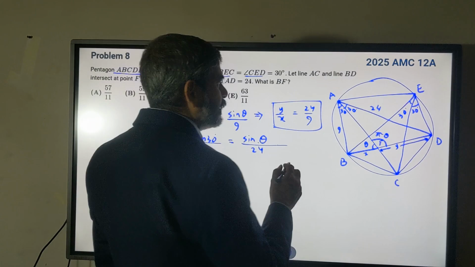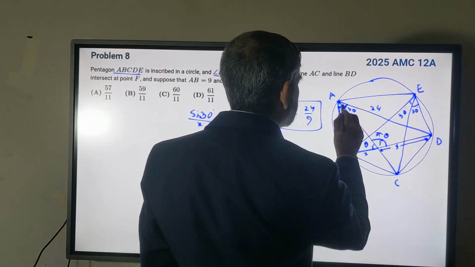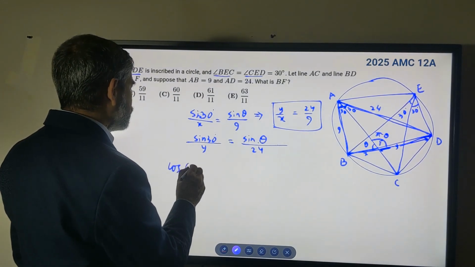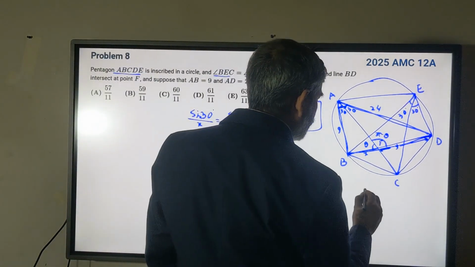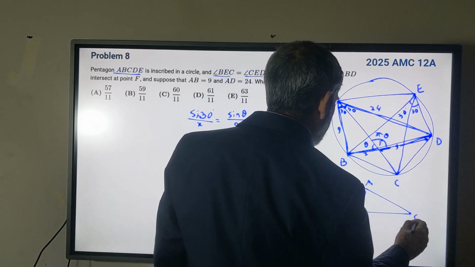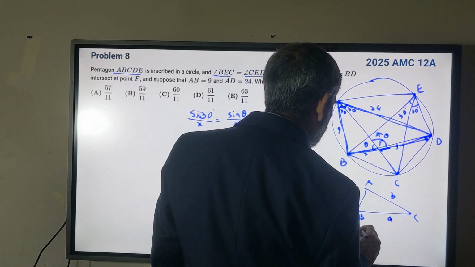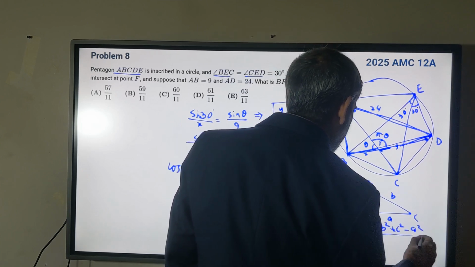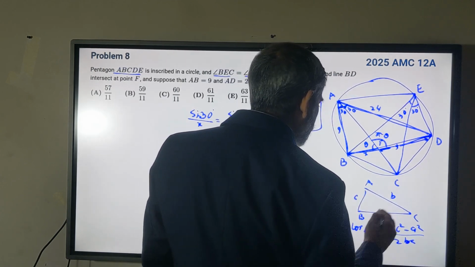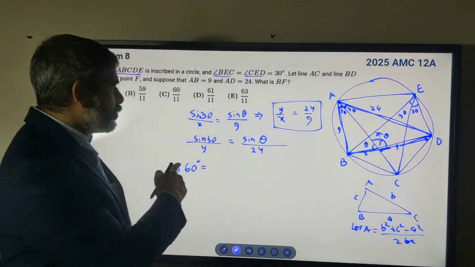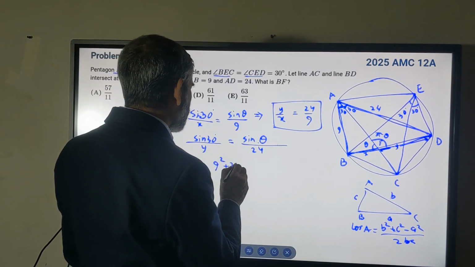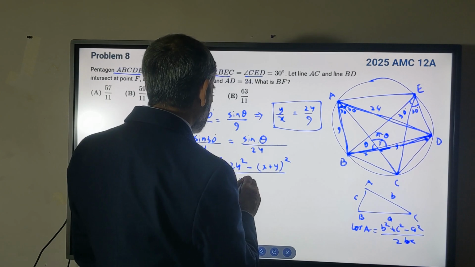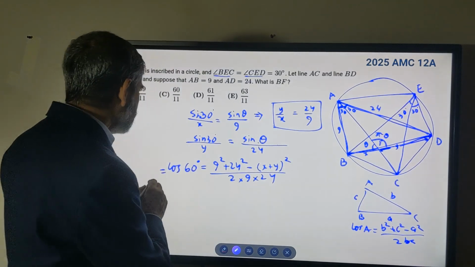So the next thing we have in our hands is this angle, these two sides, and this x plus y, and I can apply the cosine formula. Cosine 60 degrees is equal to, recall that if you have a triangle ABC, with sides a, b, c, then cosine of A is equal to b squared plus c squared minus a squared divided by 2bc. This is the formula we are going to use here. So cosine 60 degrees is 9 squared plus 24 squared minus (x plus y) whole squared divided by 2 into 9 into 24, and cosine 60 degrees is 1 by 2.